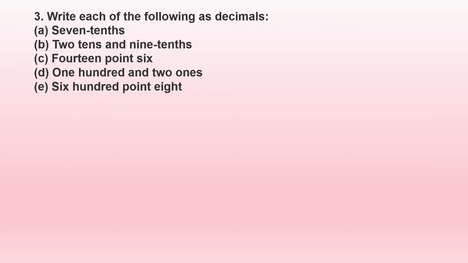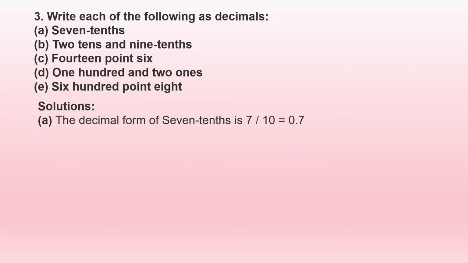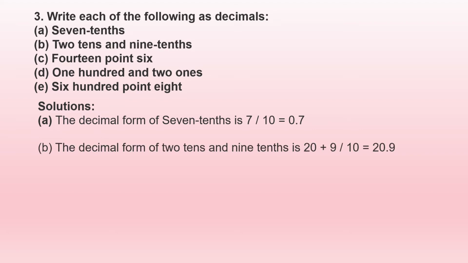Write each of the following as decimals. So how will you write 7 tenth? 7 by 10. That is equal to 0.7. 2 tenths and 9 tenth. So 9 tenth means 9 by 10, 0.9. So 20 plus 9 by 10, that is equal to 20.9.